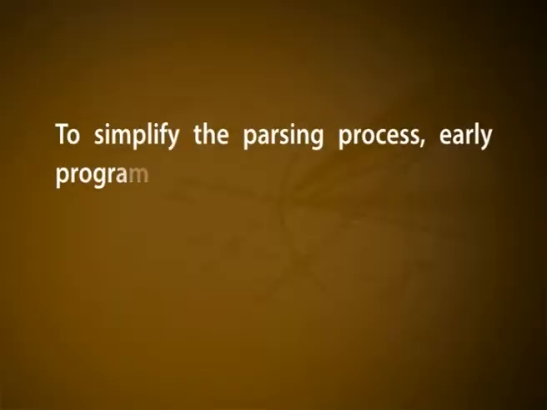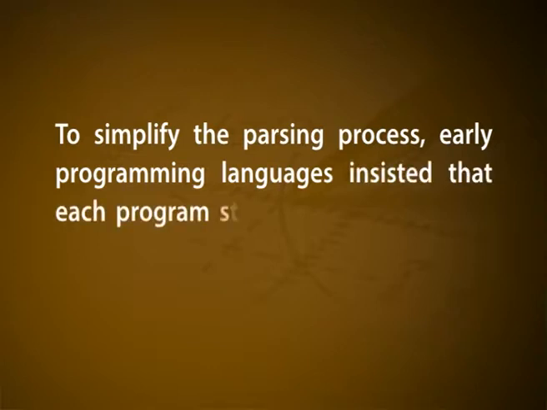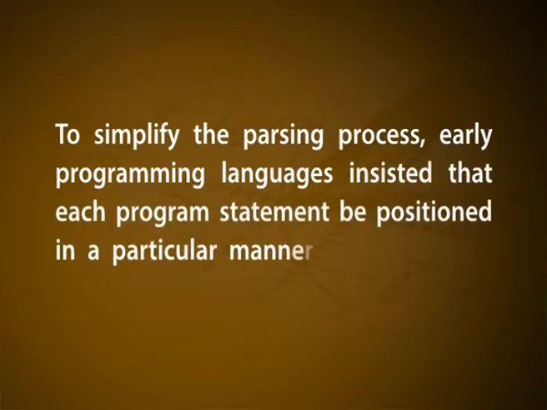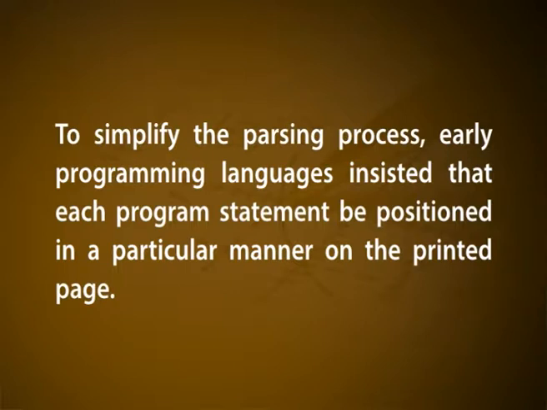The parser views the program in terms of lexical units or tokens rather than individual symbols. The parser groups these units into statements. The parser's job, or parsing, is the process of identifying the grammatical structure of the program and recognizing the role of each component. To simplify the parsing process, early programming languages insisted that each program statement be positioned in a particular manner on the printed page. Such languages are known as fixed format languages.